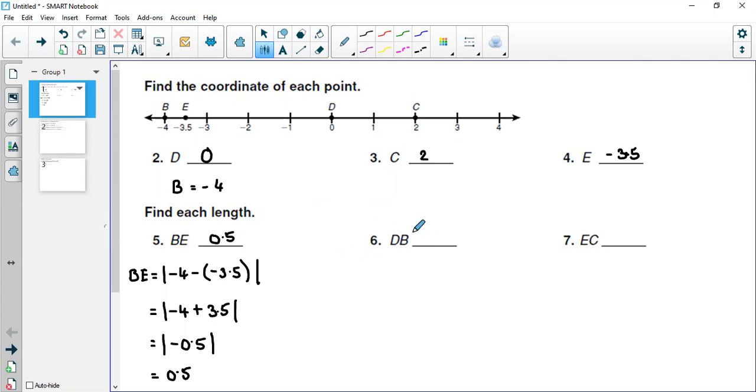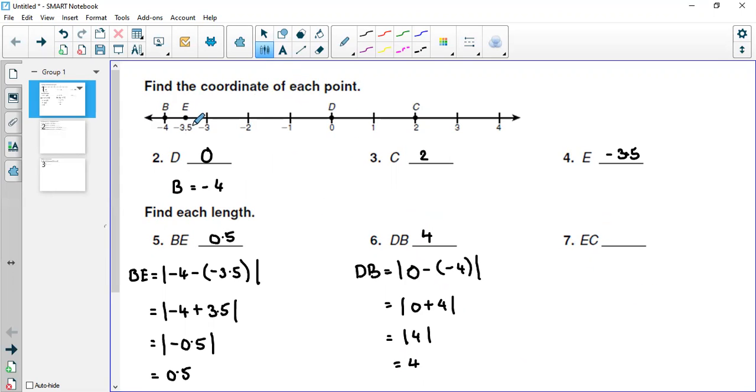Moving to question number 6, that's DB, the distance between D and B. So write DB equals absolute value. What's the value of D? It's 0 and B is -4. So put that inside the parentheses because this negative is for the question, we are subtracting. This negative belongs to the number. So negative into negative again will give you a positive 4. So 0 plus 4 is 4. So the distance between D and B is 4. Okay, you can even use the number line, but not recommended.